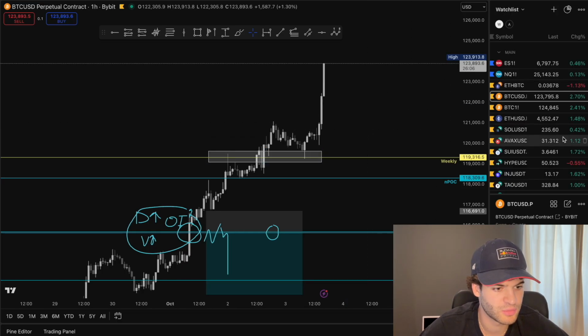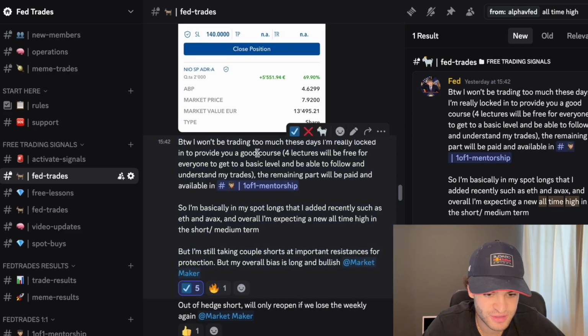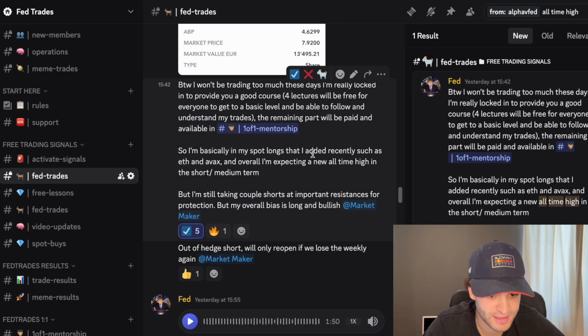By the way, look at how beautiful. We're probably about to get a new all-time high on Bitcoin. Quite funny because just yesterday I was saying that I added it to my spot longs. Now I'm not going to be trading much these days since I'm recording this course. And that overall, I'm expecting a new all-time high.